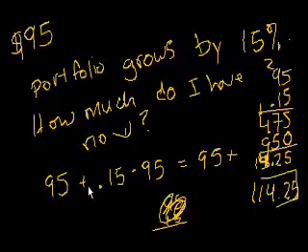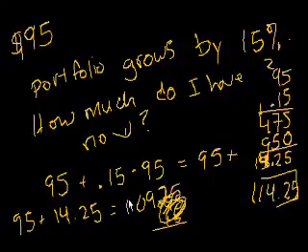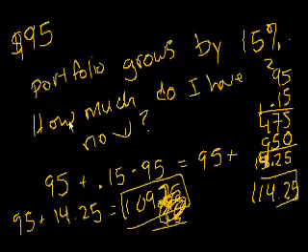So the answer is going to be 95 plus 15% of 95, which is the same thing as 95 plus 14.25. Well, that equals what? 109.25. Notice how easy I made this for you to read, especially this 2 here. 109.25. So if I start off with $95 and my portfolio grows, or the amount of money I have grows by 15%, I'll end up with $109.25.